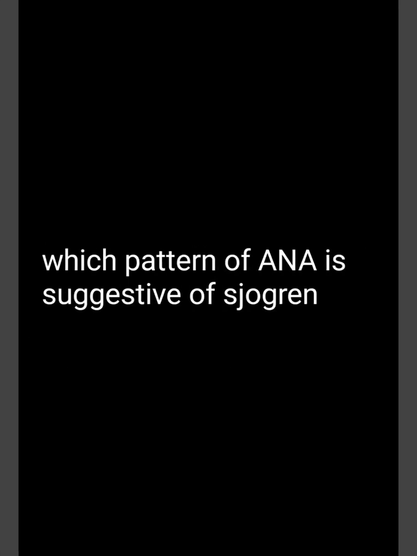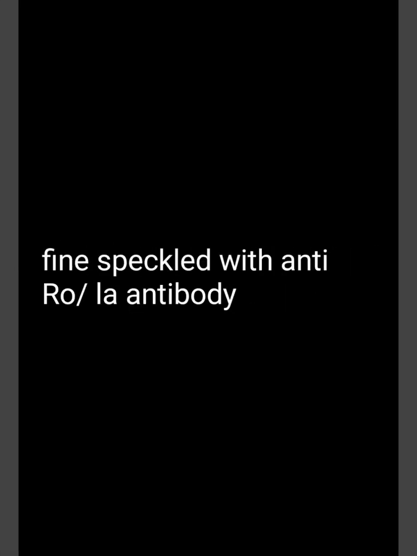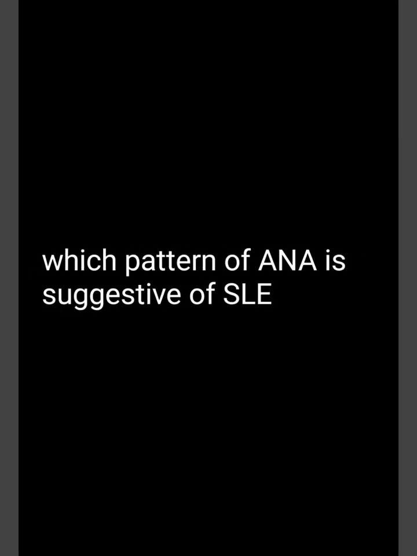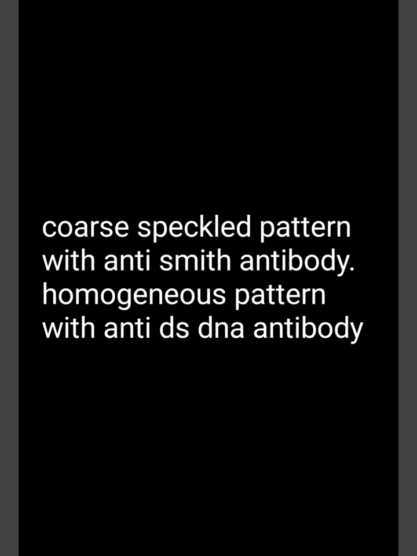Which pattern of ANA is suggestive of Sjogren? Fine speckled with anti-Ro, La antibody. Which pattern of ANA is suggestive of SLE? Coarse speckled pattern with anti-Smith antibody, and homogeneous pattern with anti-dsDNA antibody.